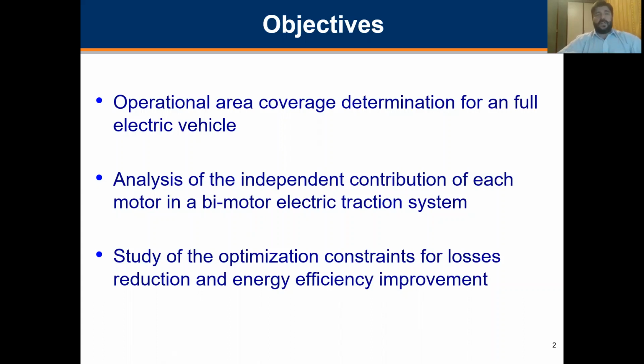One of the objectives of the study was to cover the operational area of an electric vehicle. Secondly, how each motor contributes to the electric traction system, and in our case, it's a system with two motors. And of course, how to optimize and improve the energy efficiency in such a system, preserving the vehicle stability.